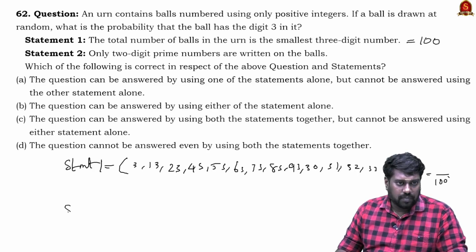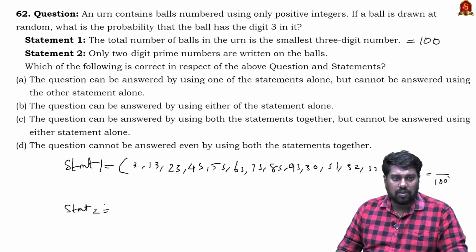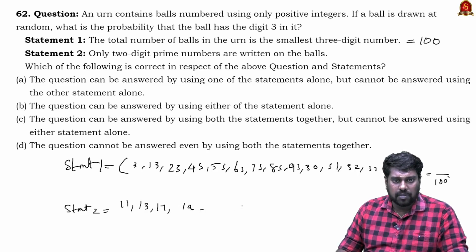Next, going for statement 2. Only 2-digit prime numbers are written on the balls. So what are the 2-digit prime numbers? 11, 13, 17, 19, and it will go on up to the prime numbers which are present below 100. For this you will have some answer in the denominator, and in the numerator definitely it is not going to be 100.